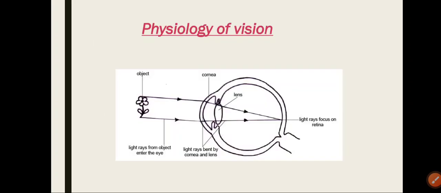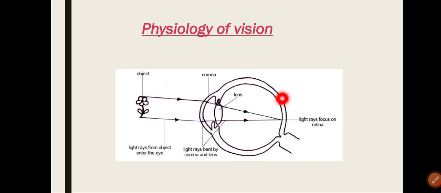So now we come to the lecture on the physiology of vision. What is vision? The light passes through the cornea and pupil at the front of the eyes. Suppose here is the object and this is the eyeball. The light passes through the cornea and the pupil at the front of the eye. It is focused by the lens onto the retina.